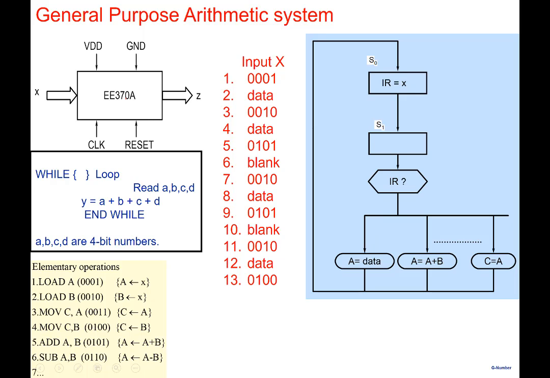So you can see a simple machine like this here. A simple machine with S0, where IR equal to X I read here, S1 here, and then we read data here. It should be able to execute this kind of a thing.